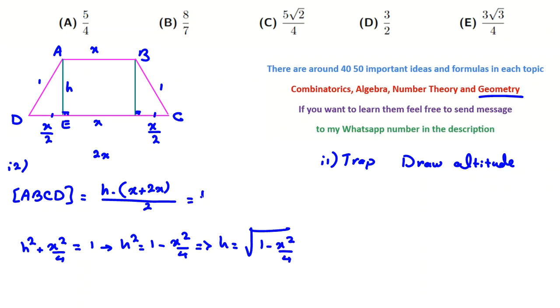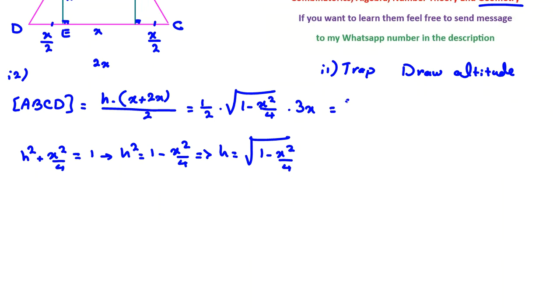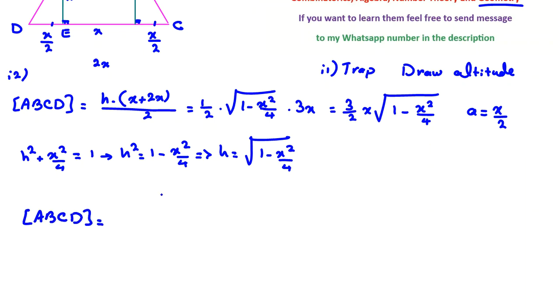Okay, so it will be 1/2 times the square root of 1 minus x squared over 4 times x plus 2x, 3x, okay? We should find the maximum of this, which will be 3 over 2 times x times the square root of 1 minus x squared over 4. Because we have x over 2, I define a as x over 2, okay? So x is 2a. So the area of ABCD in terms of a will be 3a times the square root of 1 minus a squared. So we should find the maximum of this.